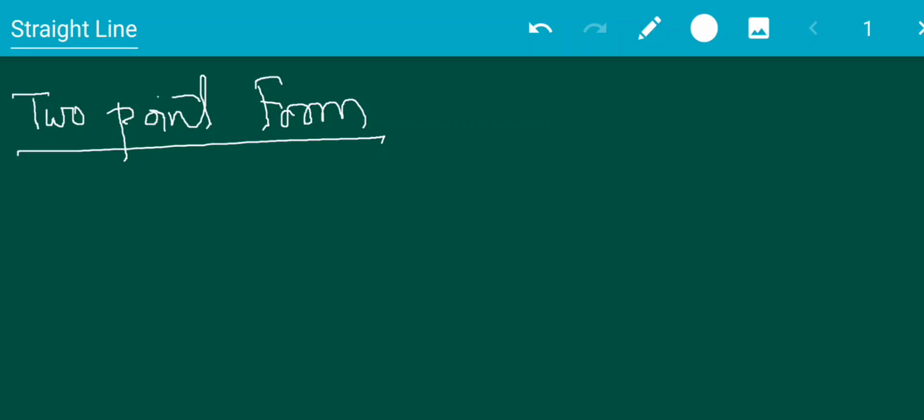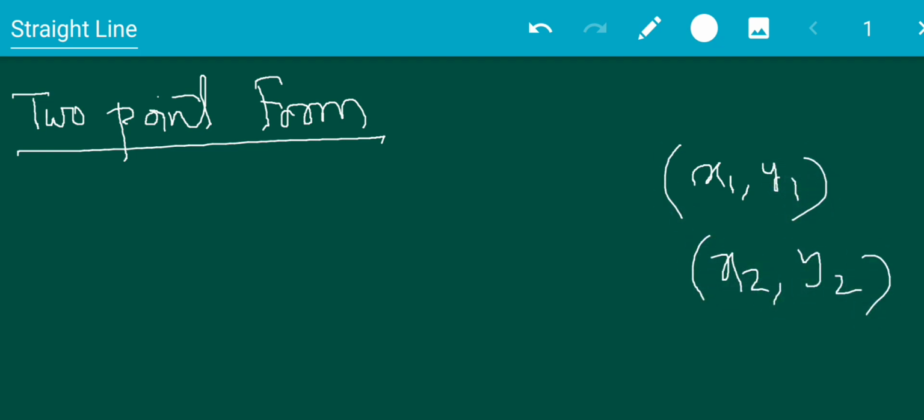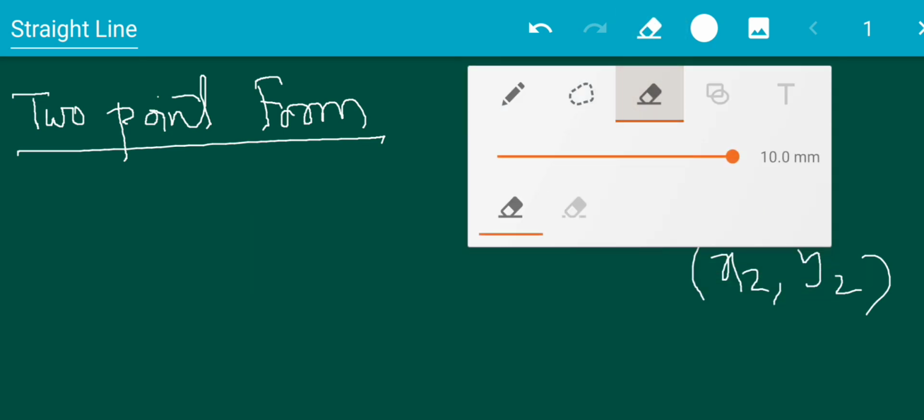Hello students, this is the next video for equation of straight line. In this video we explain how to write the equation of straight line if you know 2 points. Okay, if you know these 2 points, how to find the equation of straight line.